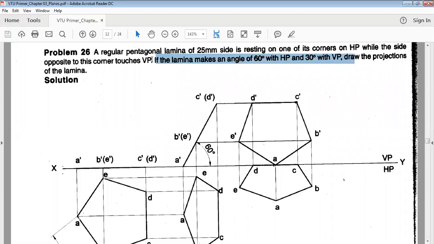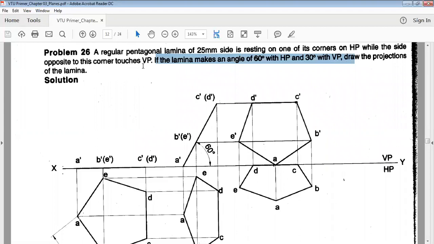And the second way, it is very clearly given, while the side opposite to this corner touches VP. So two sentences: one is with respect to the angle. The second one, they will give either the corner is touching VP, or the side opposite to the corner is touching VP. Like that they will give.